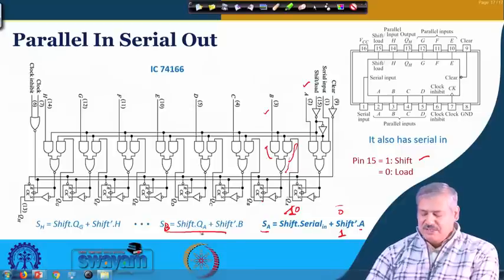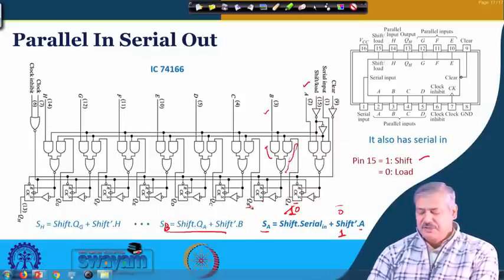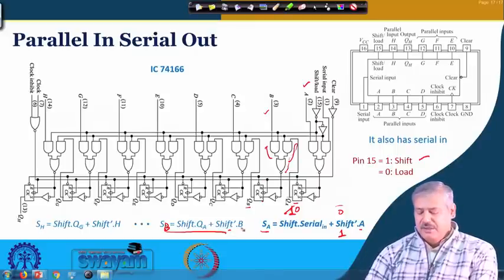Okay. So, what does it mean? Whatever was the output of QA becomes the output of QB after the clock trigger. So, the value of A is getting shifted to B. Flip flop A's value is getting shifted to flip flop B. Is it fine? And if shift is equal to 0, then this is getting loaded by the parallel in that is there, which is B.